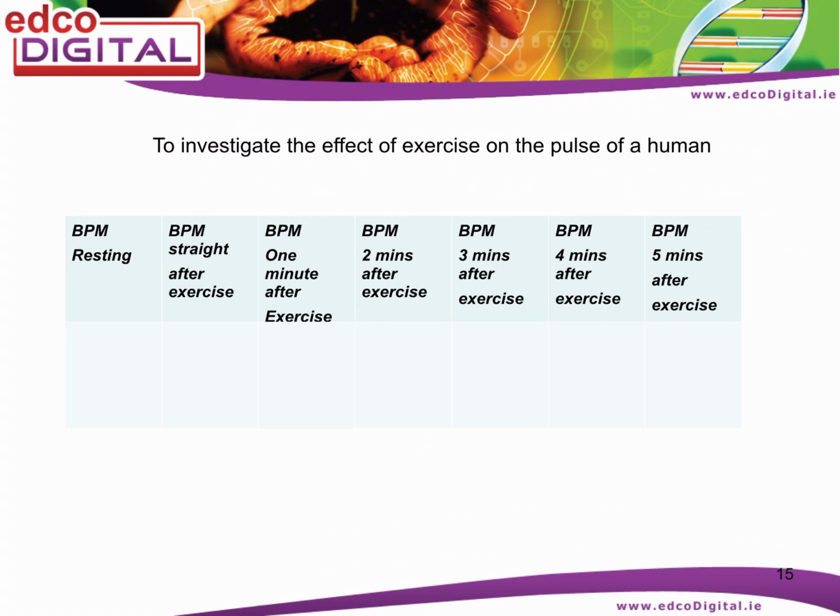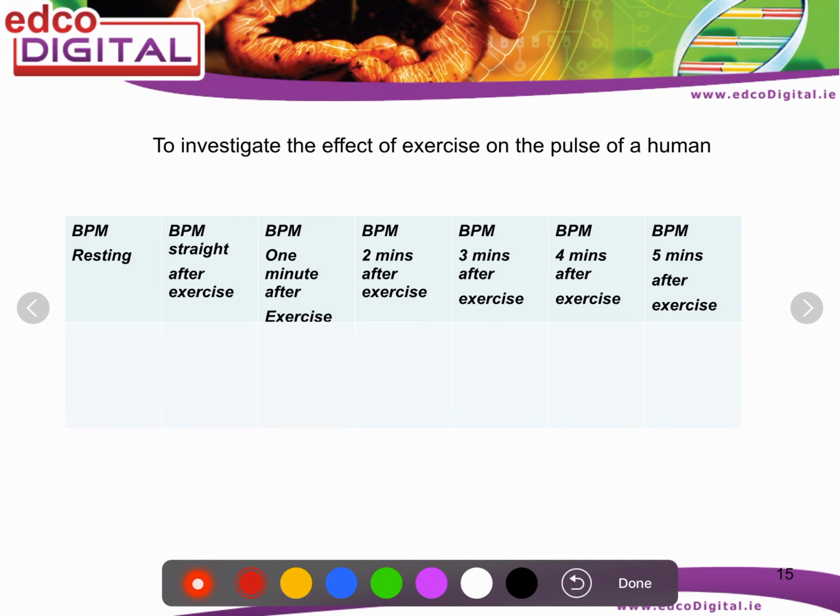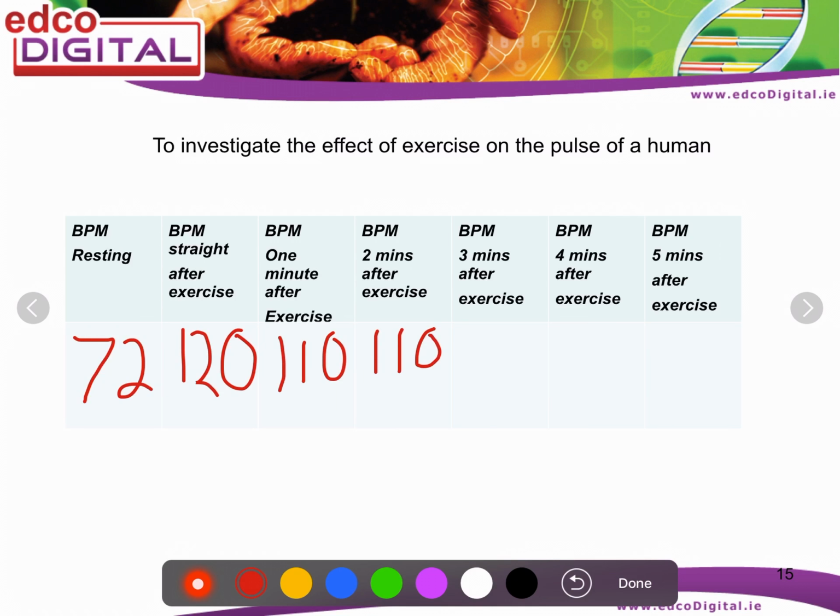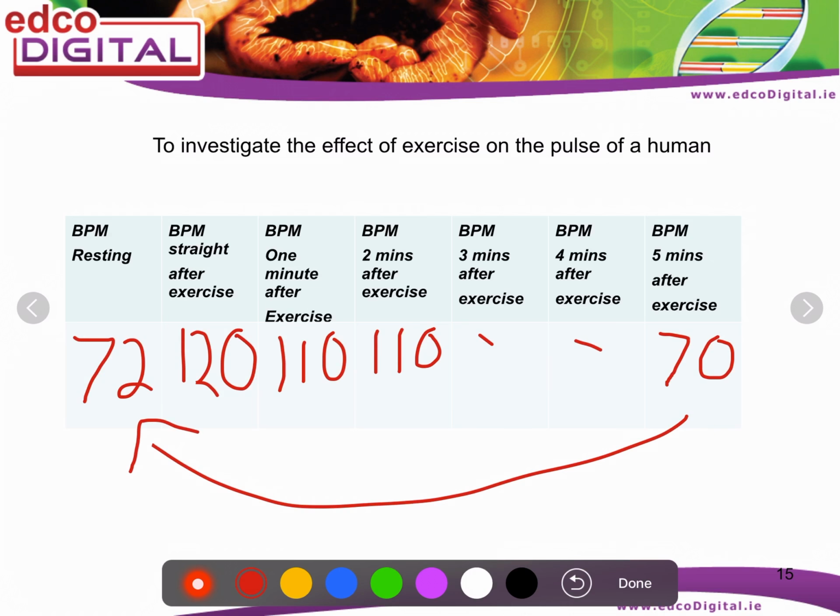What you would likely see is the average BPM, which is around about 72 beats per minute. Straight after exercise, you might get all the way up to 120, depending on how fit you are. 1 minute after exercise, you would expect it to decrease. 2 minutes after exercise, again, probably decrease or around the same, depending on your fitness levels. And eventually, it should fall maybe even below your resting, or somewhere around that. It might just be exact bang on.